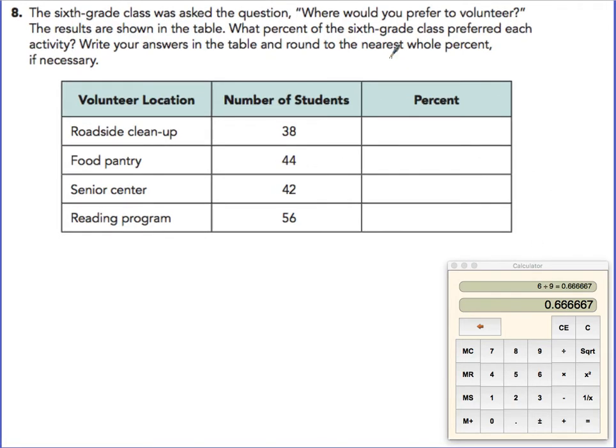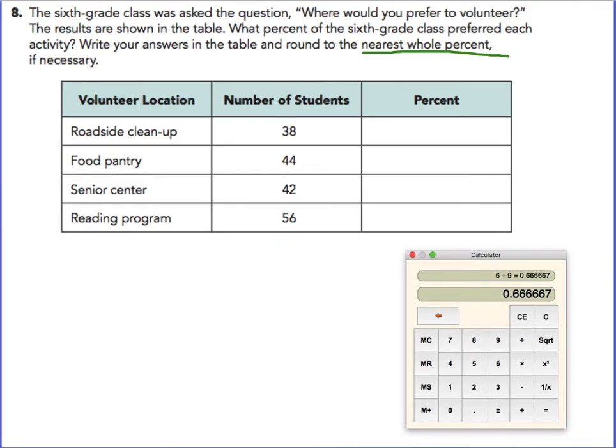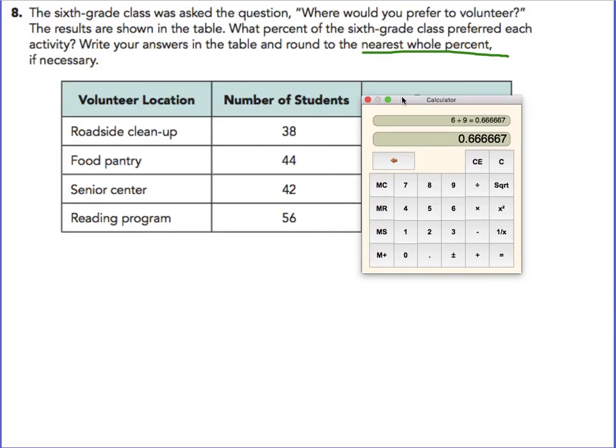Okay, so important here. They want us to round to the nearest whole percent. So we don't want any decimals in our final answer. We need a total number of students though. So let's look at this. Number of students for each thing. Well, how do we get a total? We add them up. Okay, so this is a little bit more involved.